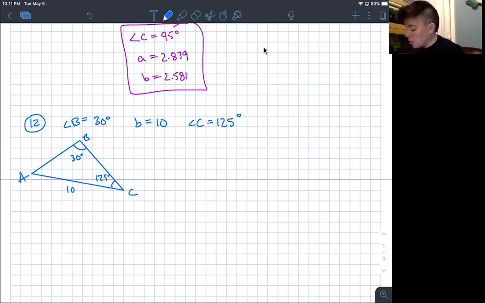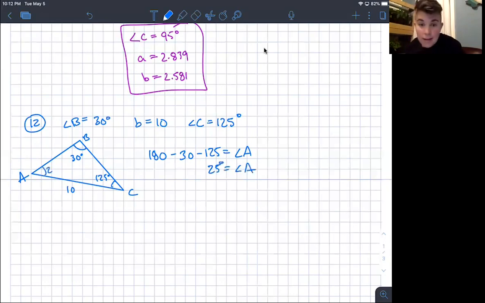Okay, so once again, y'all, I have 2 angles, which means that the third angle is going to be super easy because all I need to do is say 180 minus 30 minus 125 is going to be the measure of angle A. So let's do 180 minus 30 minus 125. 25 degrees is going to be the measure of angle A. Hooray! Okay, so now let's find our missing sides.